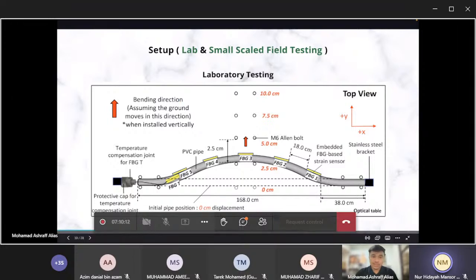As you can see here, this part and this part are fixed using an M6 Allen bolt, and then I displaced the center part by 2.5 cm intervals, and I would measure the wavelength shift of each FBG just to monitor the trend of the wavelength shift exhibited by all FBGs here.